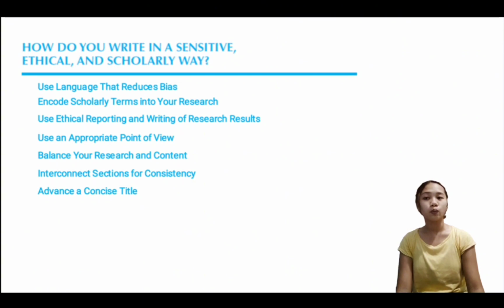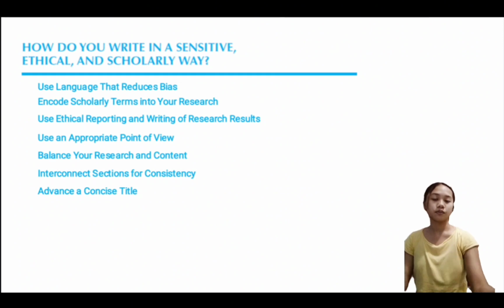Choose words carefully when making comparisons. Be specific when writing about people. Use people-first language. Use gender-neutral bases. Lastly, use inclusive or preferred personal pronouns. Next is to use scholarly terms in your research. Using scholarly terms in your research can indicate the level of your understanding of the study. The choice of words is essential in making the research comprehensible and interesting to read.